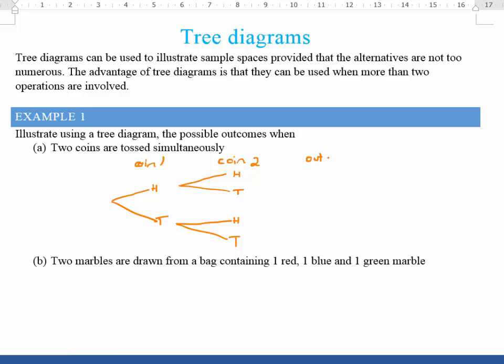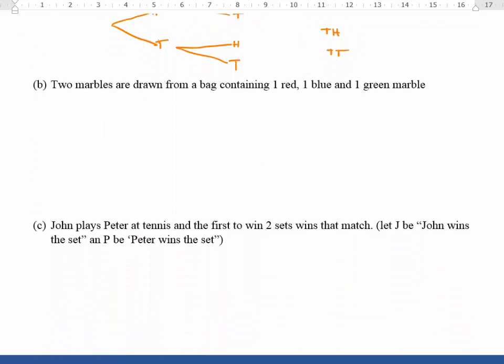Now, of course, the other thing we have to do is list the outcomes. This is like your sample space, all the events that could possibly happen. So I could get a head and a head, and this is how we read off our probability tree diagram or our tree diagram. I can get a head and a tail, or I can get a tail and a head, or I can get a tail and a tail. And that's how easy it is. So let's have a look at my next example.